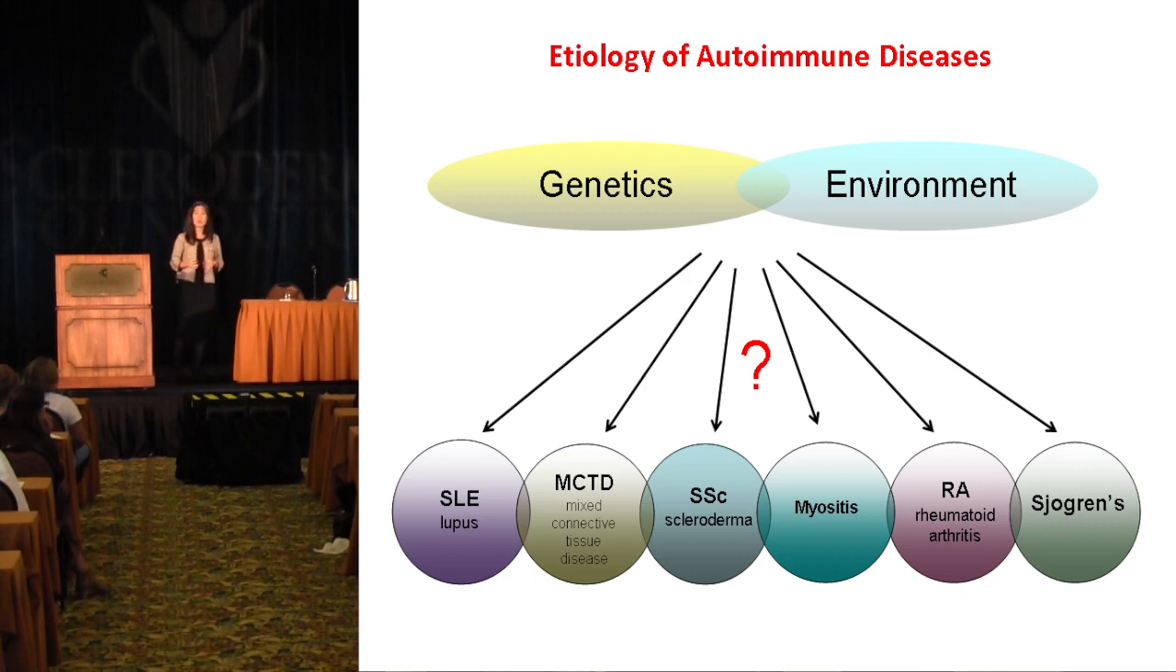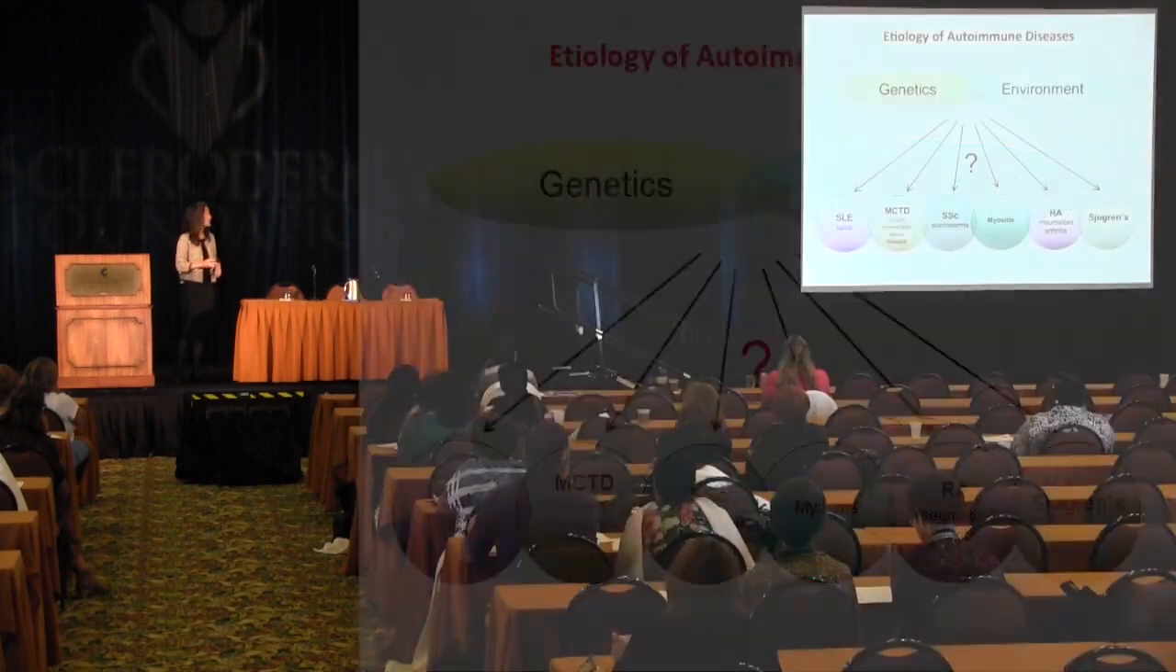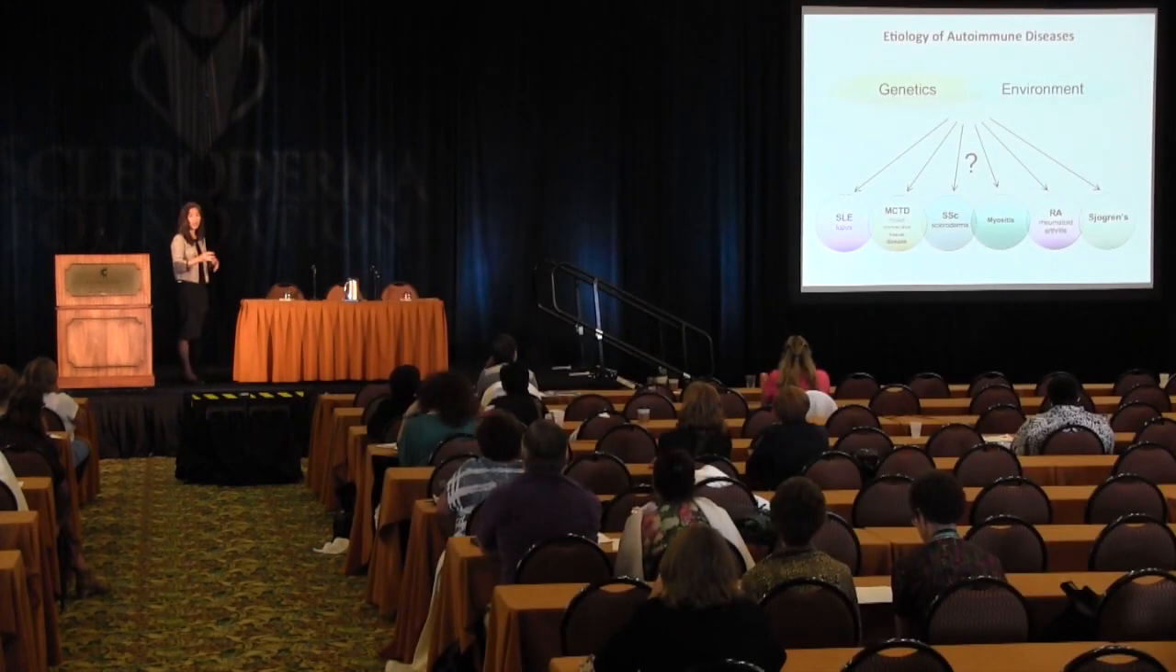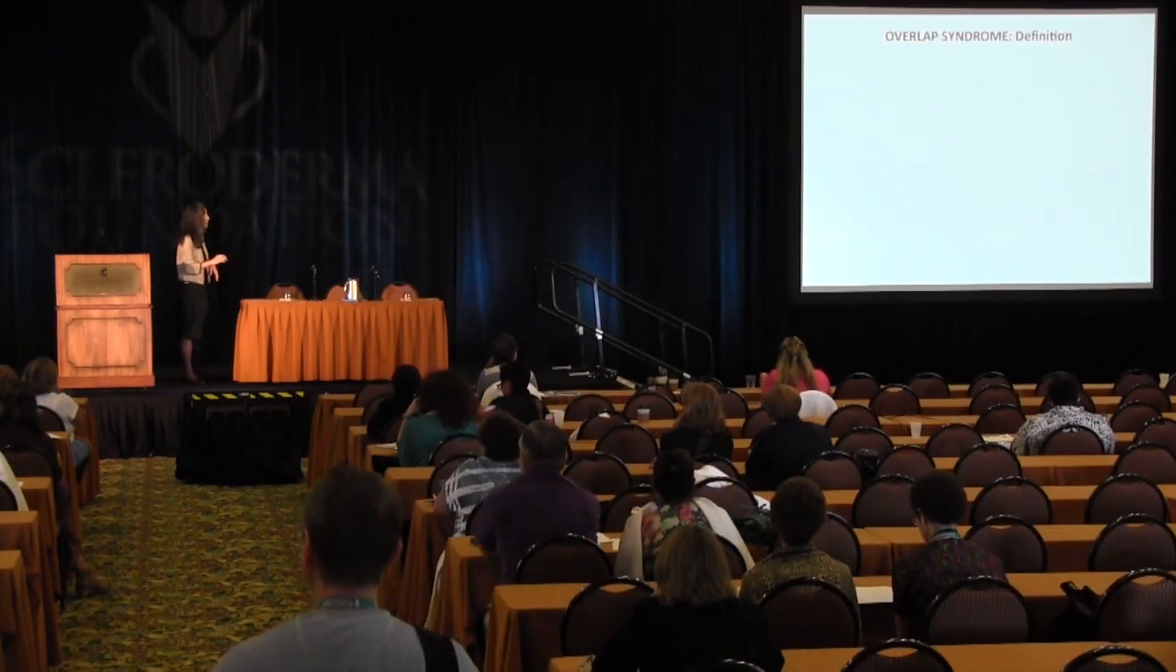I think the million-dollar question is, what are the specific interactions of the genes and environment that drive you towards scleroderma versus one of these other types of diseases? And perhaps it's not totally a crazy idea that some people may develop more than one autoimmune disease. So this is sort of the framework that I use in thinking about autoimmunity.